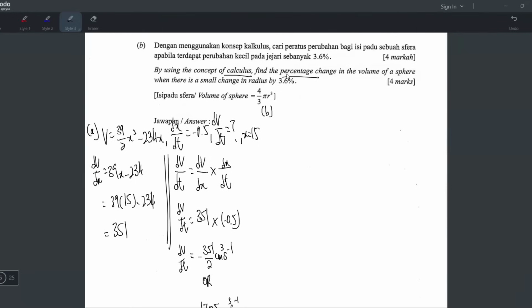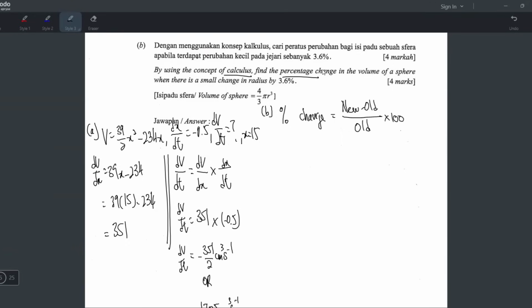So let's read one more time. Find the percentage change. There is a formula to find percentage change. I don't know whether you know this or not. The formula is you take the new value minus the old value, divide with the old value, times 100. That's how you find percentage change. New minus old, or you can say original. New value minus original value divided with old, times 100.